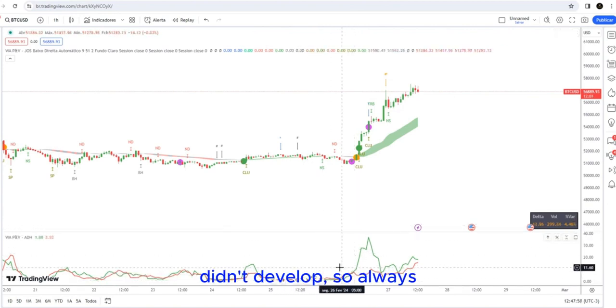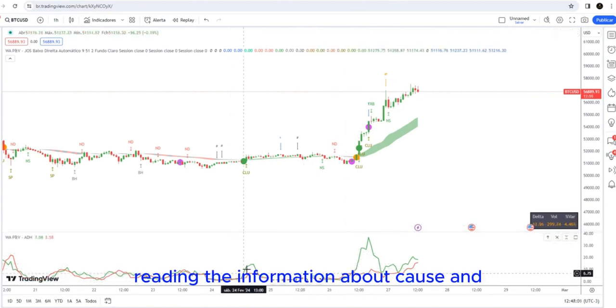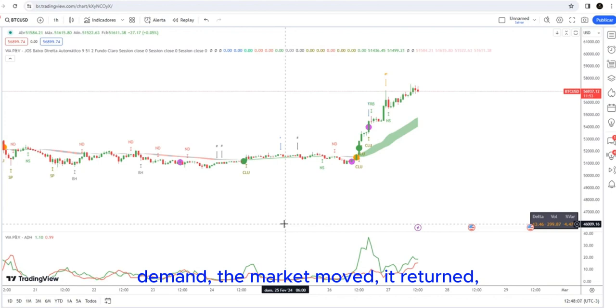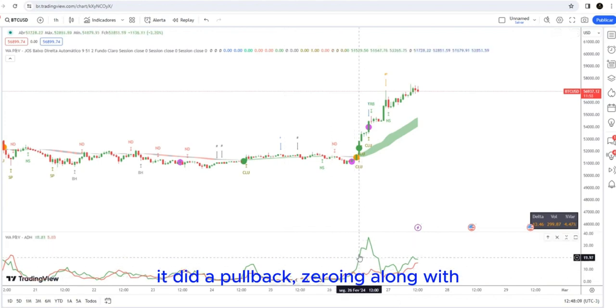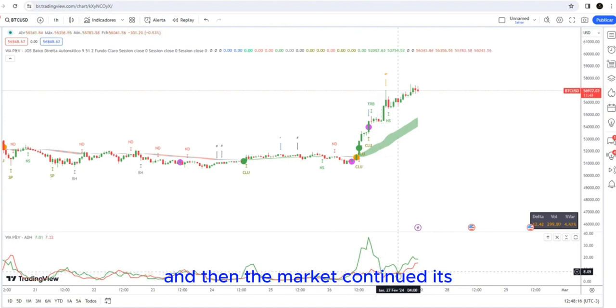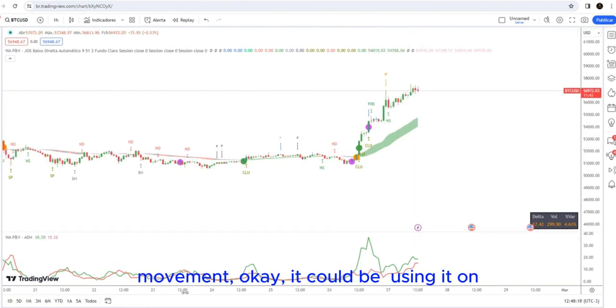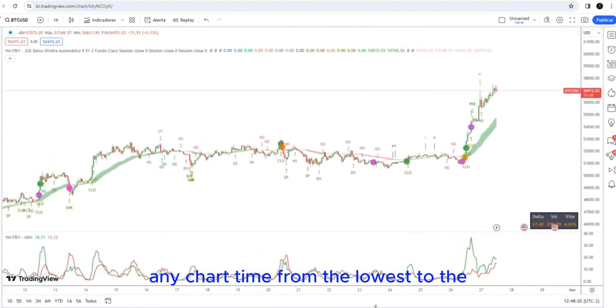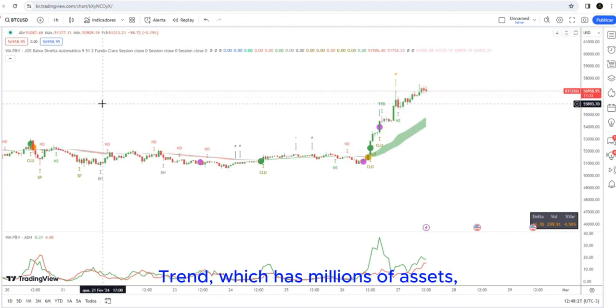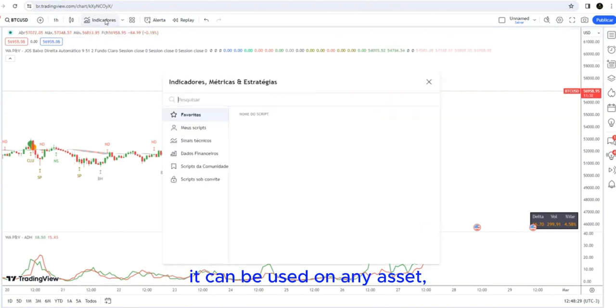There was the market. It didn't develop, so always read the information about cause and effect, effort versus result, supply and demand. The market moved, it returned. It did a pullback, zeroing along with supply, which is again along with supply, and then the market continued its movement. Okay, on any chart, from the lowest to the highest timeframe, and it can be used on any asset. As I said, even more so here, which has millions of assets. It can be used on any asset.